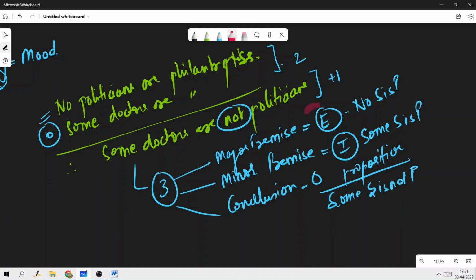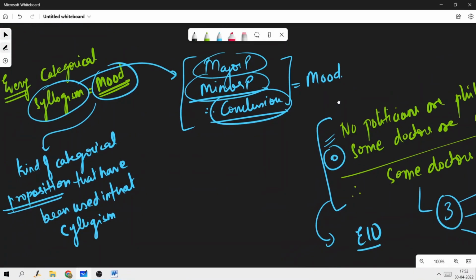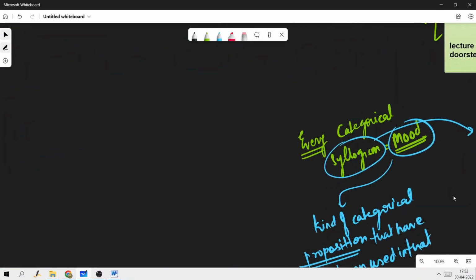Now, just focus on this aspect. This thing that we have done here is dealing with the mood of the given categorical syllogism. This categorical syllogism is representing the mood EIO. Is this clear? So in other words, what we mean by mood, let's understand it here. The mood of the syllogism is determined with the help of categorical propositions.